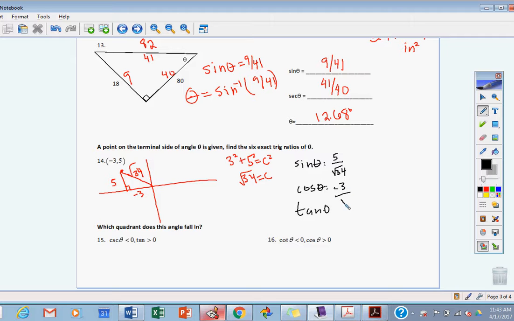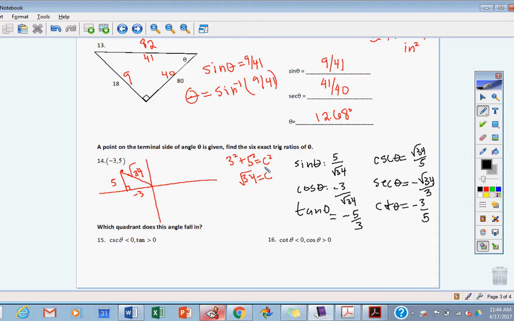Cosine is negative 3 over root 34, and then tangent here is going to be negative 5 over 3. And then cosecant is the reciprocal of sine. Secant is the reciprocal of cosine, and obviously cotangent is the reciprocal of tangent. So just going backwards here, we've got negative 3 over 5 for that one, negative root 34 over 3, and then root 34 over 5. All right, cruising along.